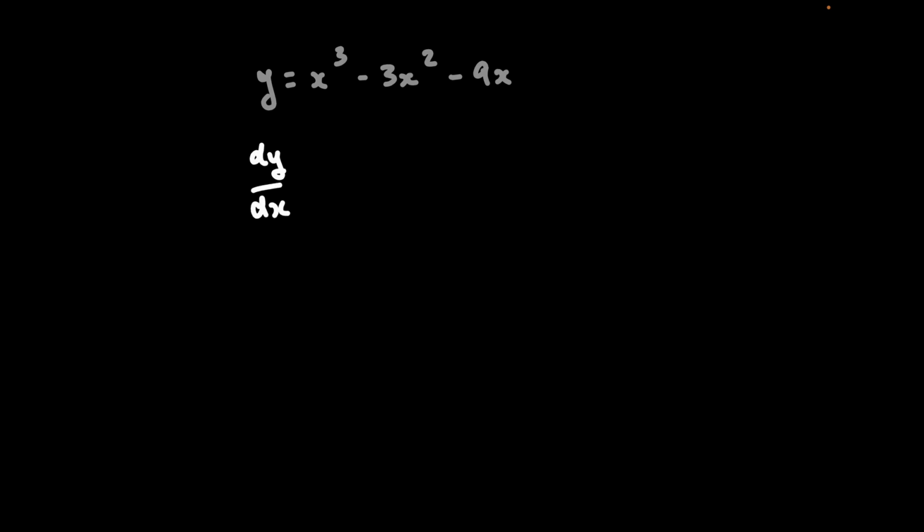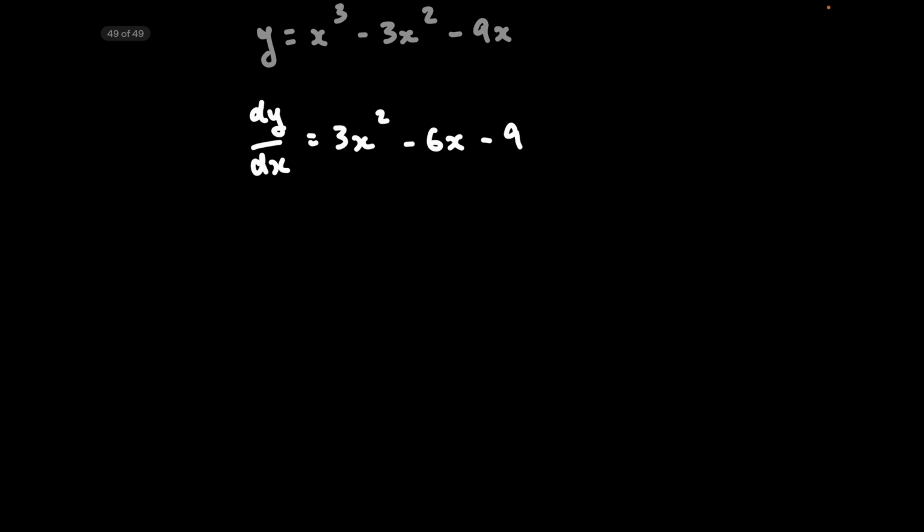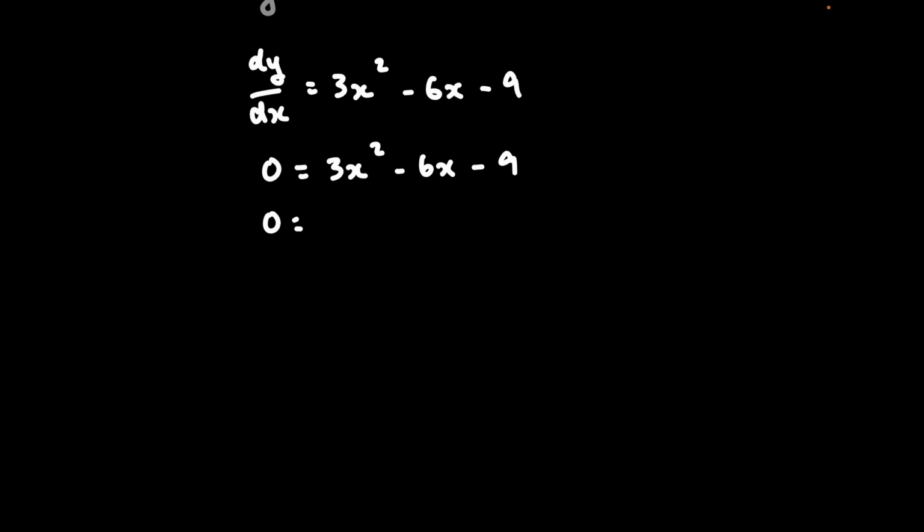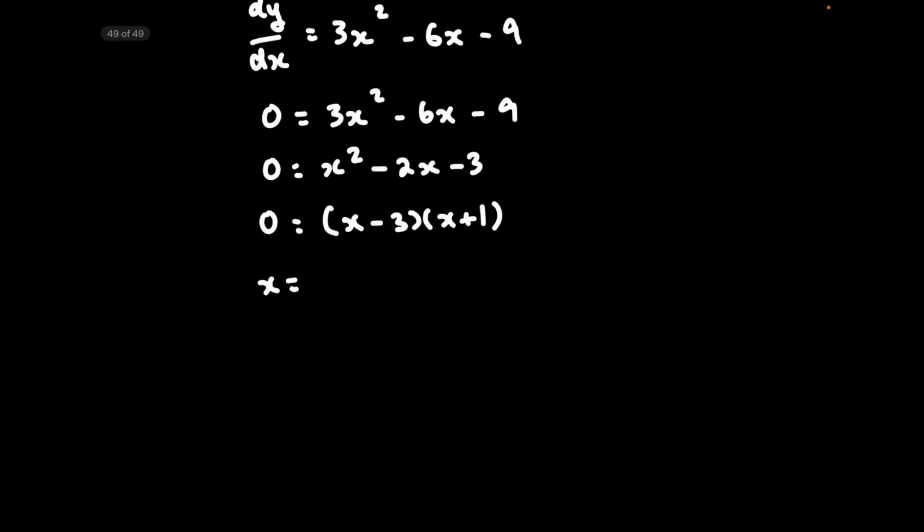So for the derivative dy over dx, we can simply use the power rule. That'll get us 3x squared minus 6x minus 9. And now to solve this, we can let the derivative equal 0. Now we can just divide both sides by 3, so 0 equals x squared, take away 2x, minus 3. And we can simply factorize this as (x minus 3)(x plus 1). That means our two stationary points occur when x equals minus 1 and x equals 3. And we did that using the null factor law.